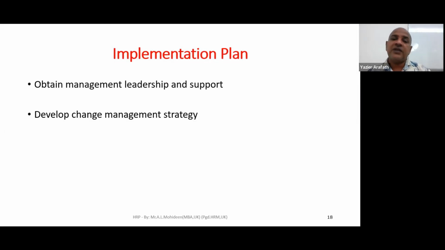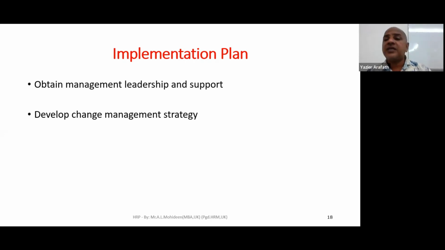Based on the collection of the data, we can implement this plan. Okay, obtain the management leadership support. We have to tell the line managers and also the leadership, these are the number of people we are going to hire. We propose, we plan. Okay, then we have to communicate these things.